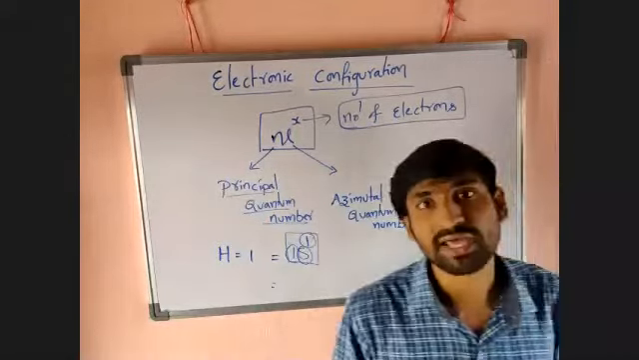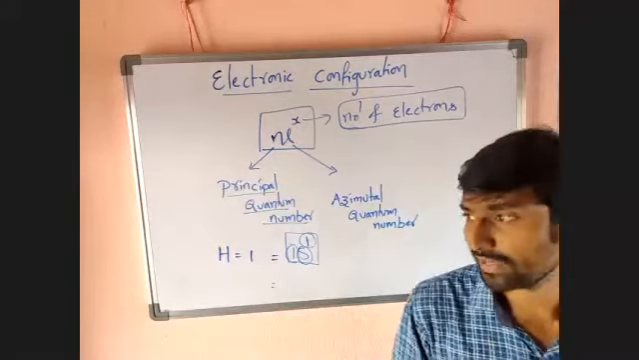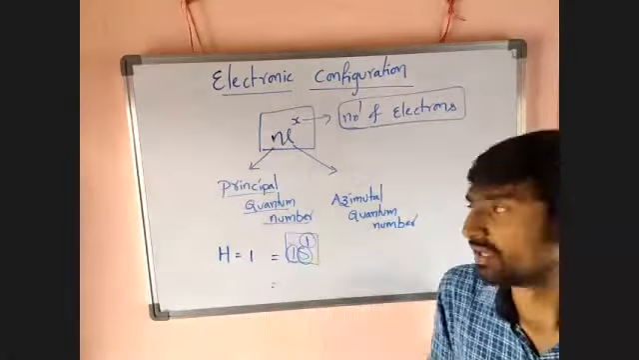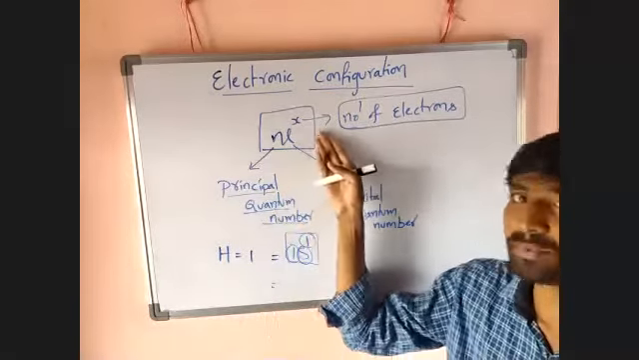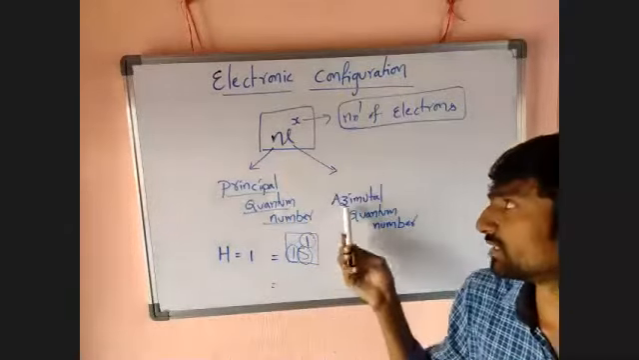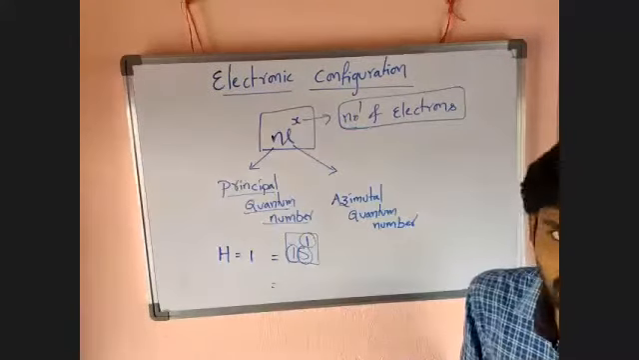Distribution of electrons in the atomic orbitals is known as electronic configuration. Its general notation is n l^x, where n is the principal quantum number, l is the azimuthal quantum number, and x is the number of electrons, guys.